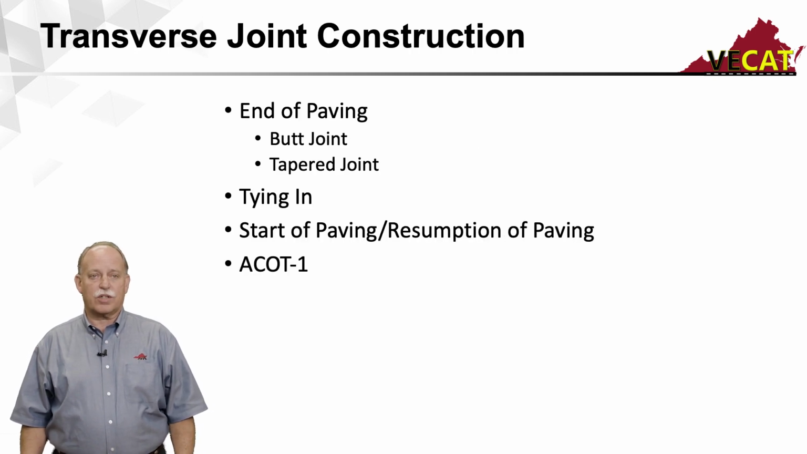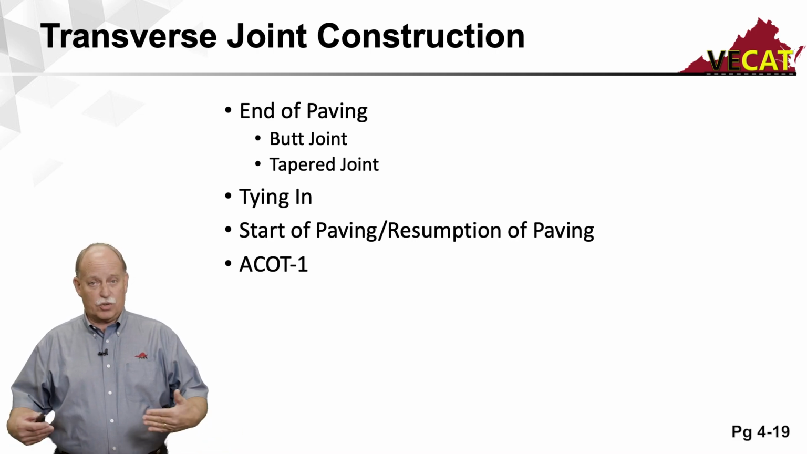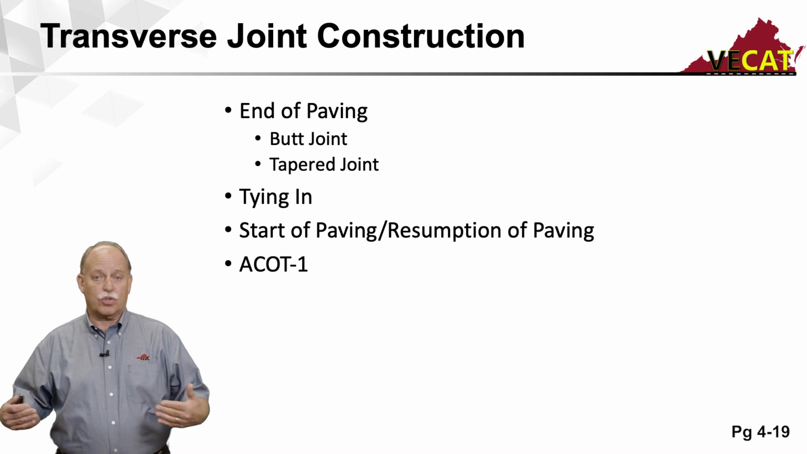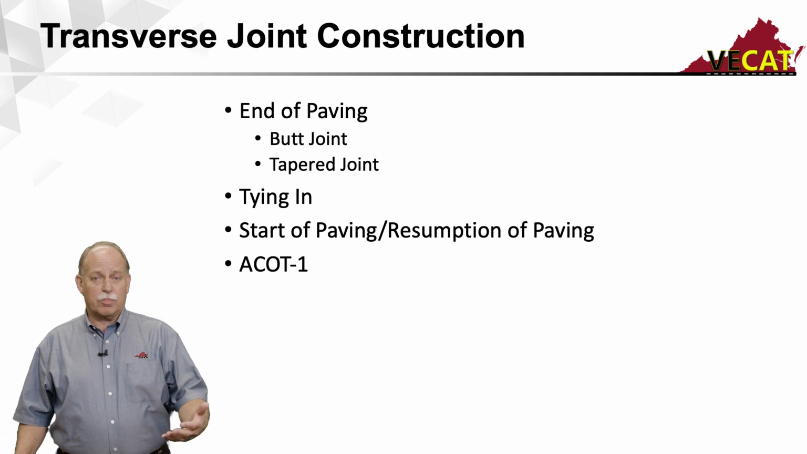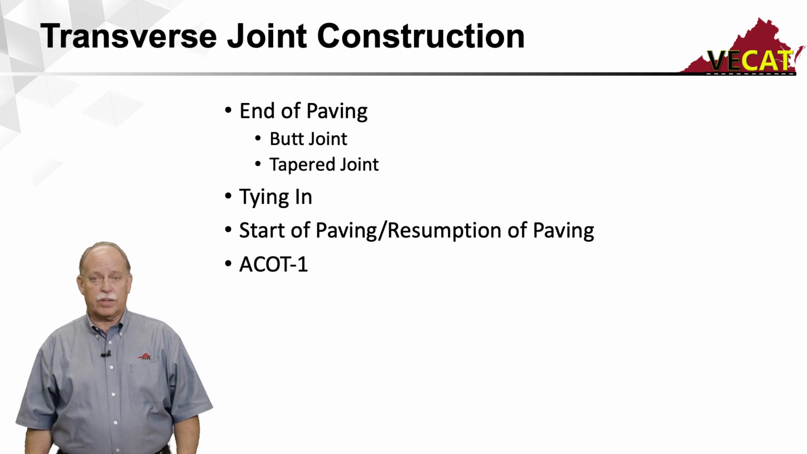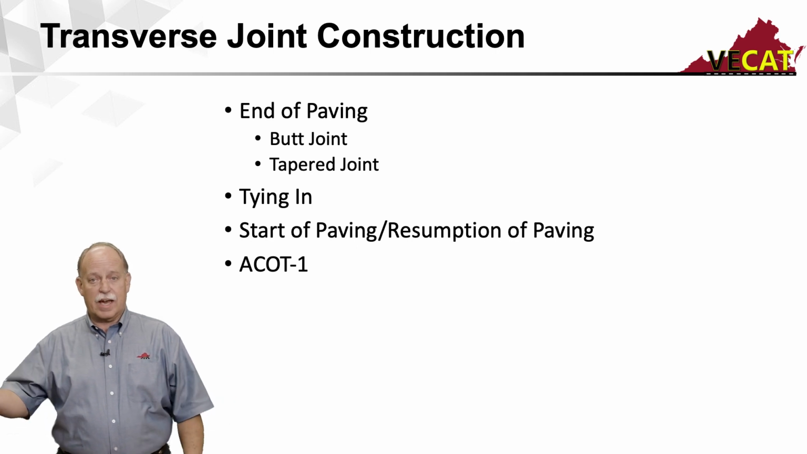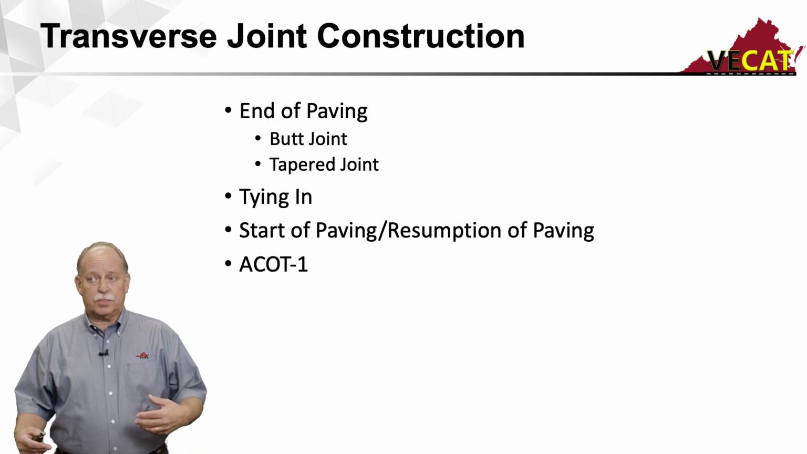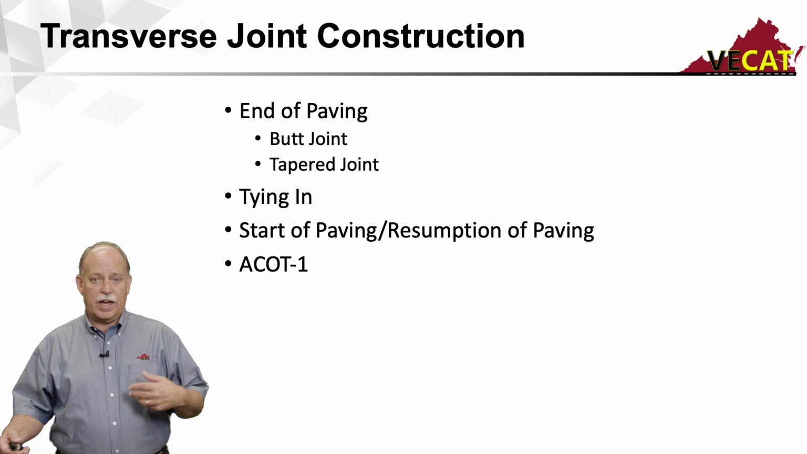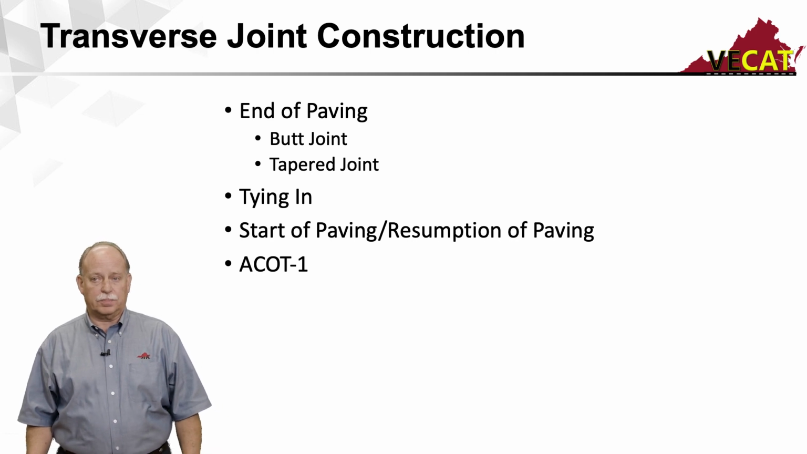So let's talk about transverse joint construction. Transverse joint construction can occur in many ways. Think about transverse joints: obviously, it's where you start and where you stop. It's perpendicular to your paving operation. Those can be a butt joint. They may very well be a taper joint. We're going to talk about tie-ins, where you tie into an existing pavement structure. You may tie into an adjacent roadway. Your starting and stopping operations: you're going to resume paving at the beginning of the day or the next day. We're going to talk about those. And again, we're going to talk about exactly what an ACOT 1 represents.